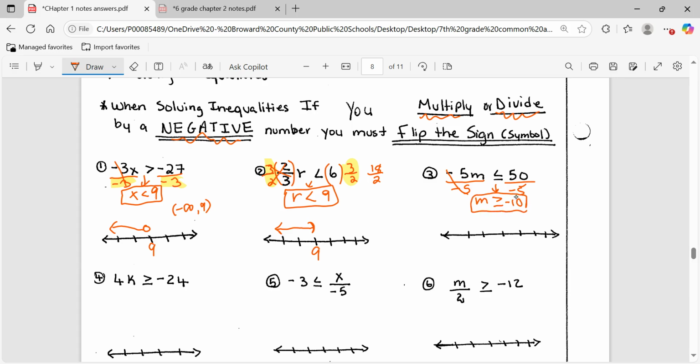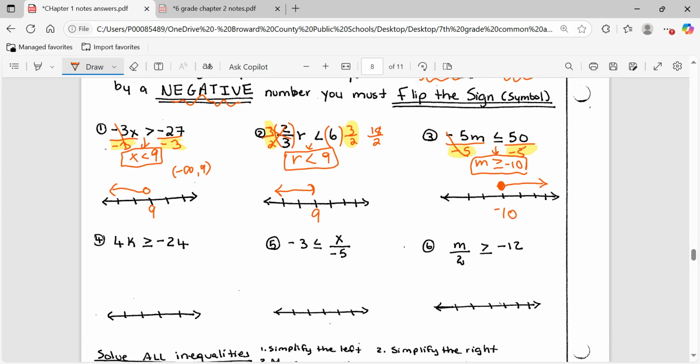Why did I flip the sign on this one? I flipped the sign because I divided by negative 5. When I multiply or divide by a negative number, I'm going to flip the sign. So on my number line, I'm definitely going to have negative 10. Will I have an open circle or closed circle? Closed circle because it's a greater than or equal to. And will my arrow go to the right or to the left? M is greater than negative 10. Correct. It's going to go to the right.